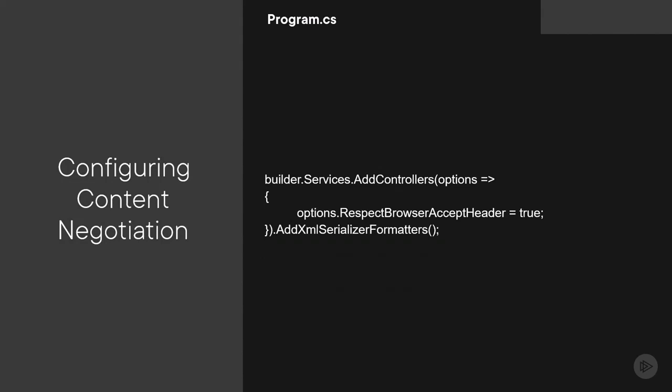To configure content negotiation, if you expect to have clients that will expect a different content format, like XML, you'll need to make a couple of small changes to how you configure MVC. First, you should specify the accept header should be respected, so that when a request specifies it wants a different format, that request will be heeded. And second, you need to add another format beyond the default JSON formatter. This code shown here adds support for XML serializer formatters.